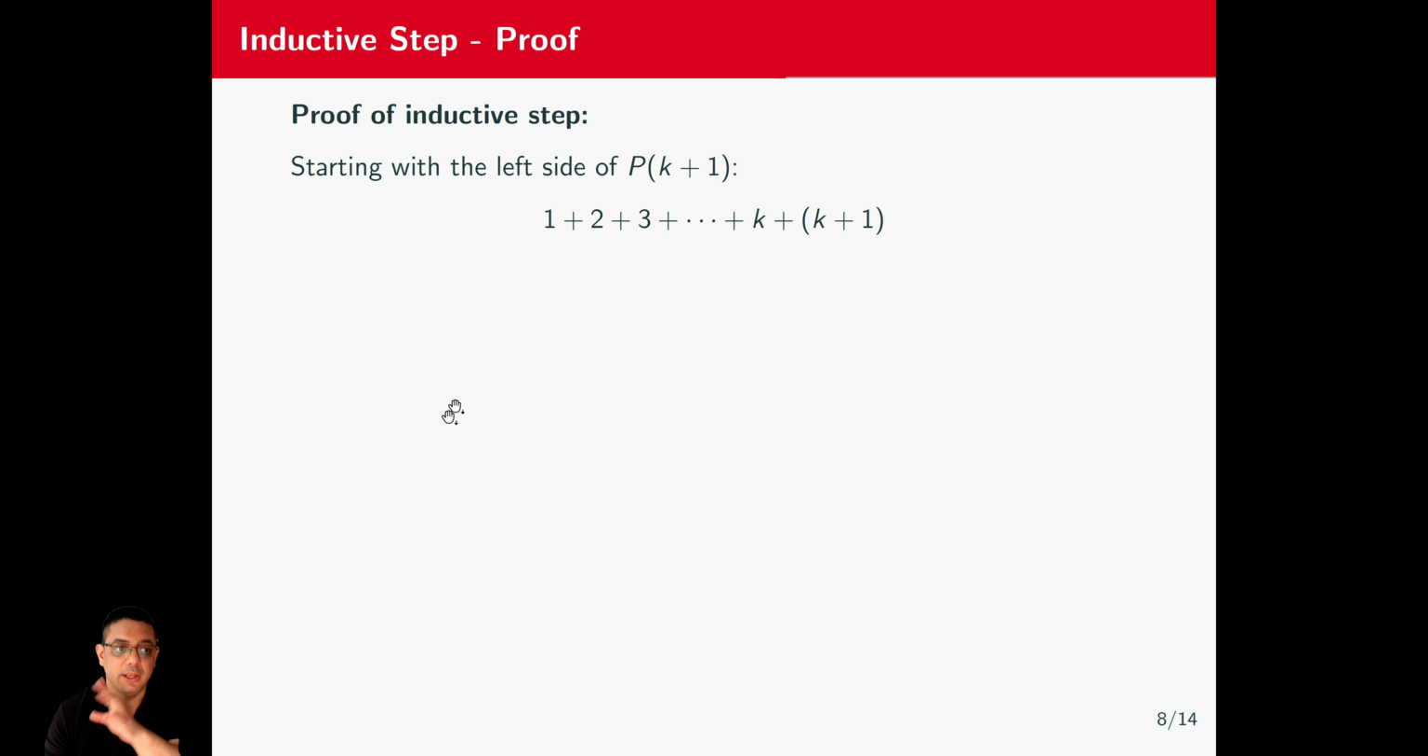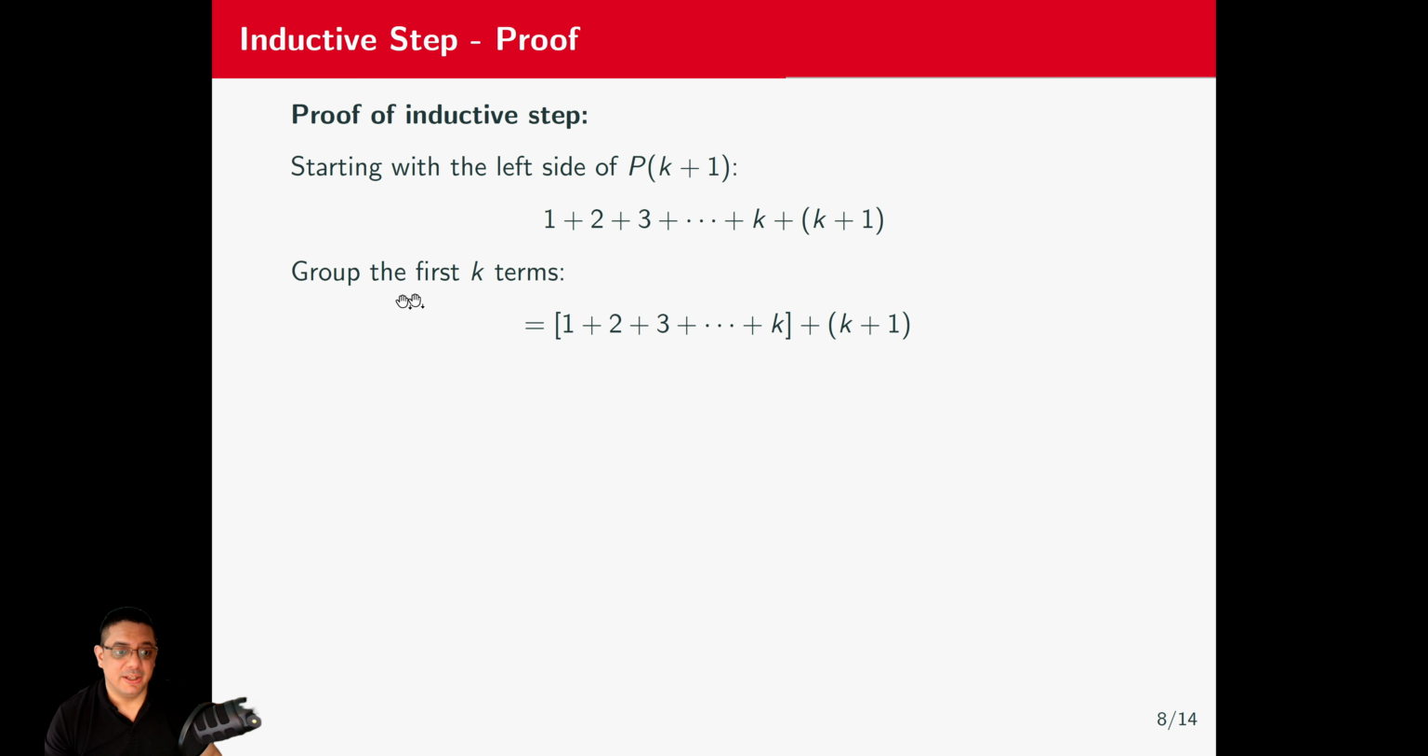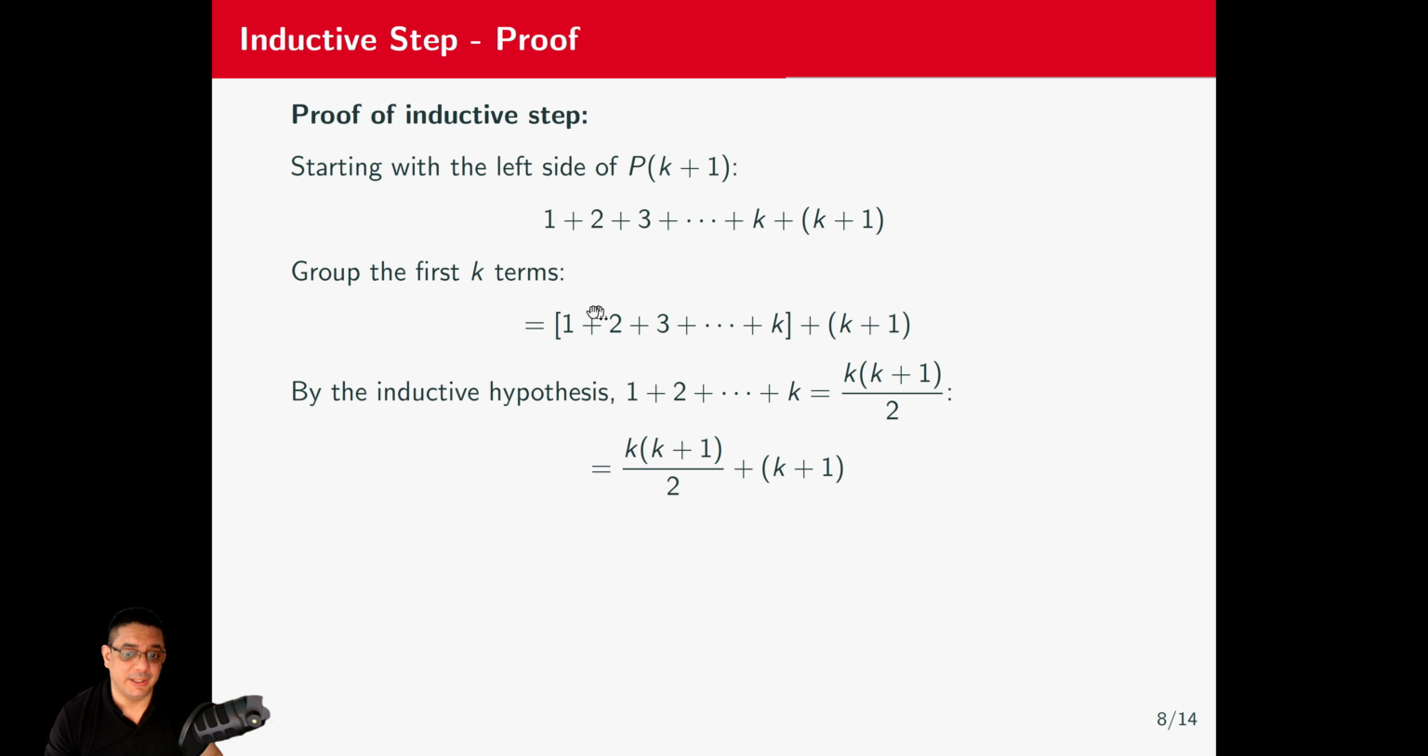Okay? So let's start with the left side of P of k plus 1. That left side is just going to be the sum up to k plus 1. But here is where I can group. Why? I'm going to group the first k terms plus k plus 1. Why? Because I have information about the sum of the first k terms. The hypothesis of induction tells me that the sum of the first k terms is actually k times k plus 1 over 2. So I can simplify this entire sum and just put here k times k plus 1 over 2 plus k plus 1.